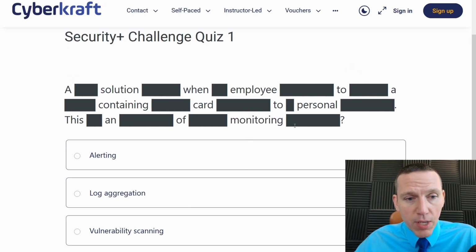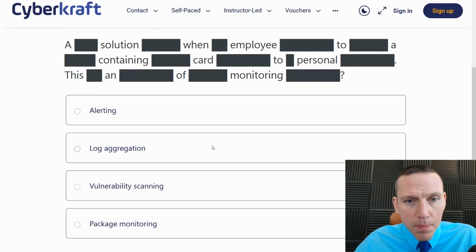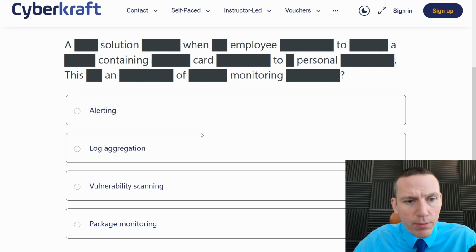Alert monitoring system. This could be SIEM. And if I highlight, I don't get anything. Do I? No. That'd be cheating anyway. I'm not sure what this is. I don't know what this card means. This is throwing me off. Containing what card? If it's a card, is that a physical card? Something solution.